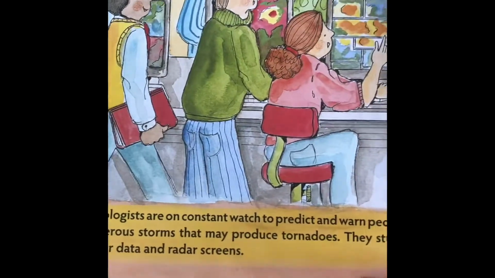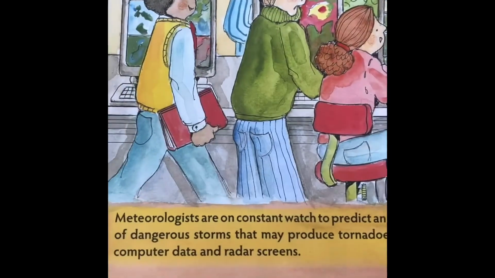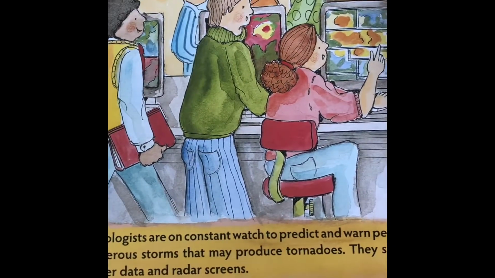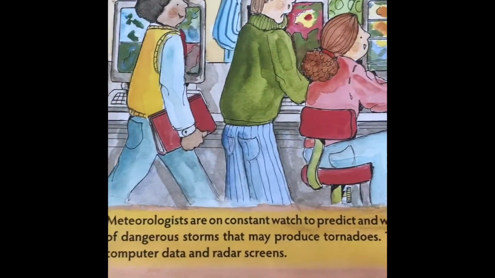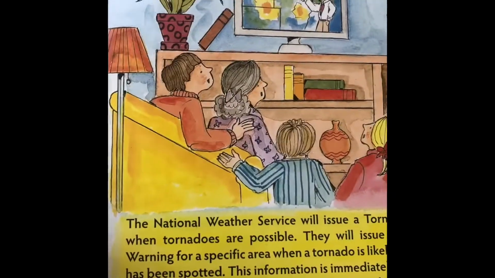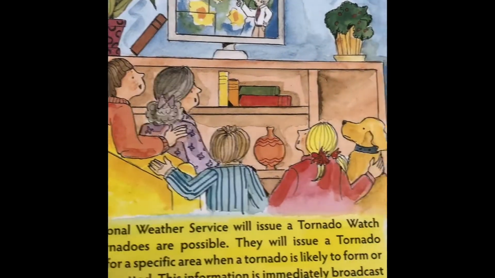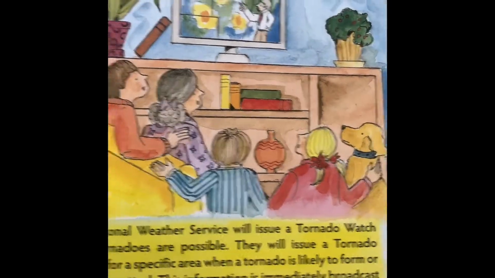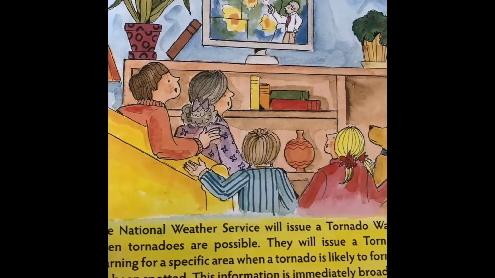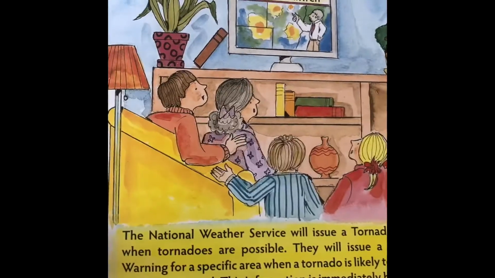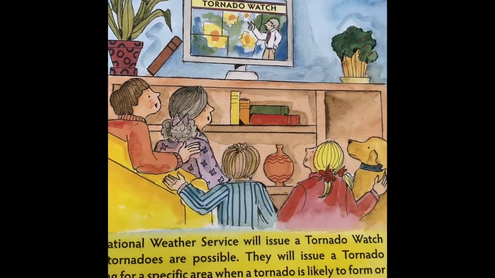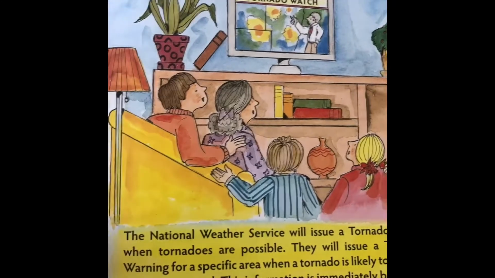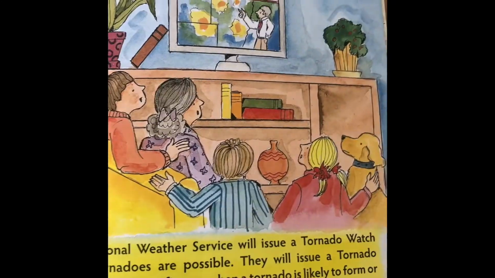Meteorologists are on constant watch to predict and warn people of dangerous storms that may produce tornadoes. They study computer data and radar screens. The National Weather Service will issue a tornado watch when tornadoes are possible. They will issue a tornado warning for a specific area when a tornado is likely to form or has been spotted. This information is immediately broadcast on television, radio, the internet, and mobile phones.